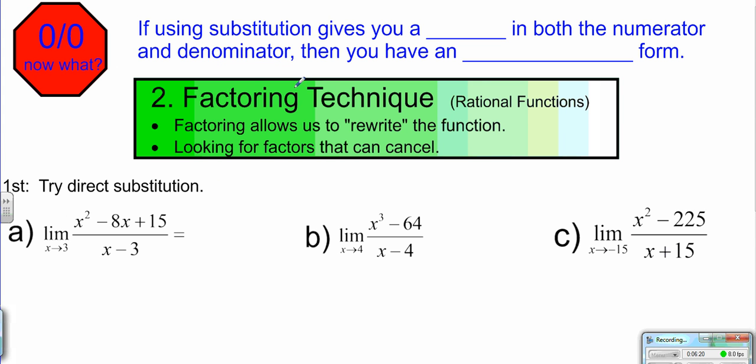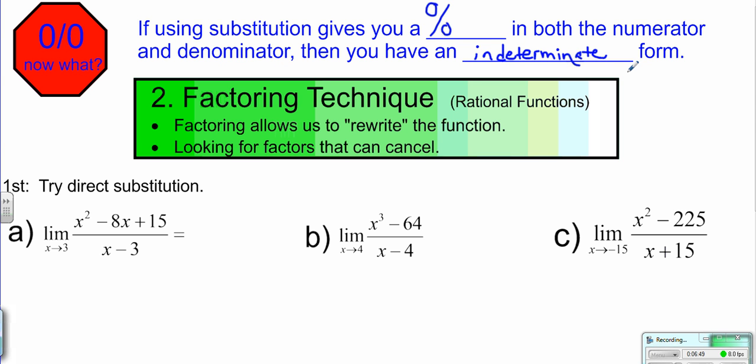Sometimes, however, substitution does not always give us an answer. Sometimes when I substitute, especially in a rational function, I may end up with the numerator being 0 and the denominator being 0. When this is the case, we have what is called an indeterminate form, meaning it's difficult to determine the answer, I guess. So you can think of it as that.